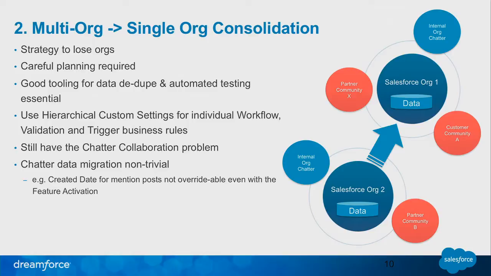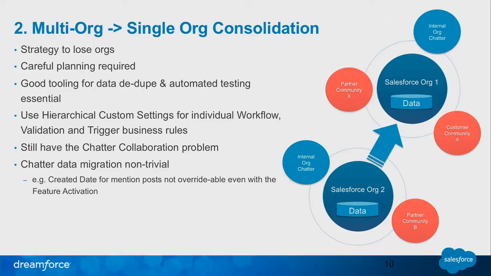I'd also recommend you consider things like hierarchical custom settings. I believe there's a session this week on that, to make sure that your workflows, validation rules, triggers, and I guess flow triggers as well now, are each customized according to those requirements. So you will have processes from org 2 that you can't just push into org 1, so let you have that differentiation, let you control by profile or by user your business processes by each group.